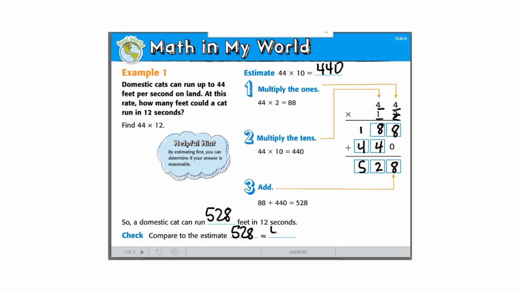And that was pretty close. Well, not really, but it was close enough. I mean, it wasn't super close because we changed the 12 down to a 10. But 440 and 528 are within 100, around 100 apart. They're pretty close.